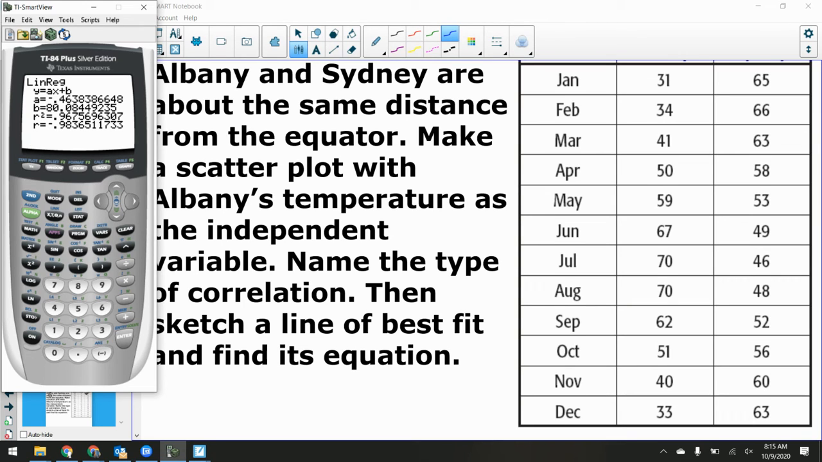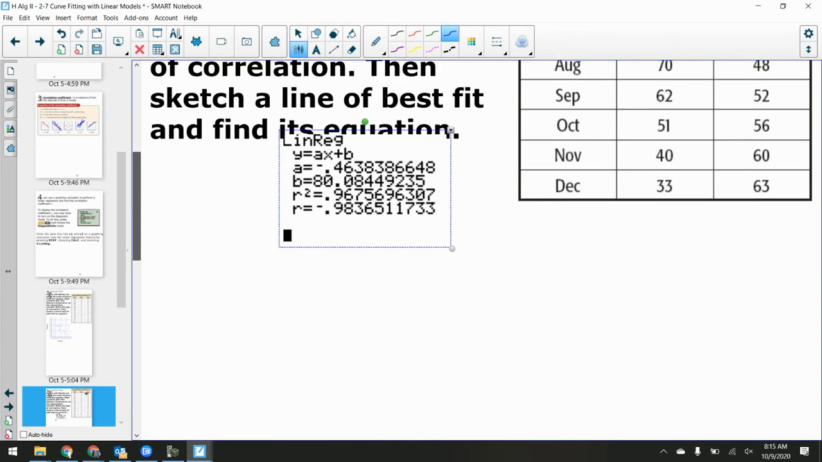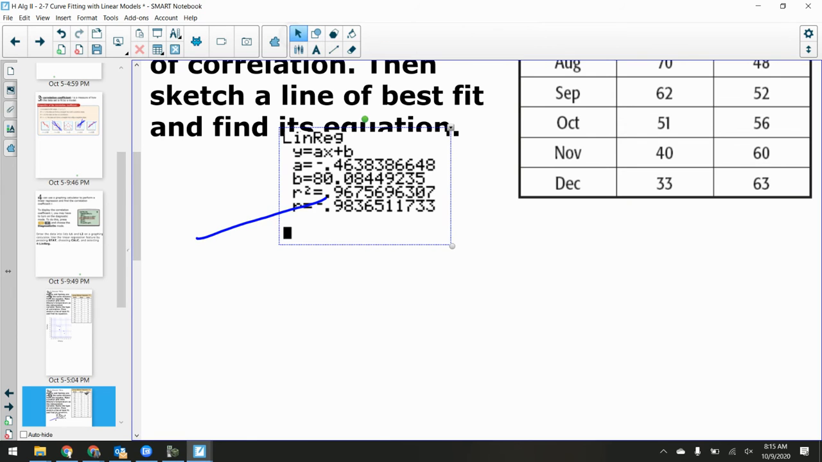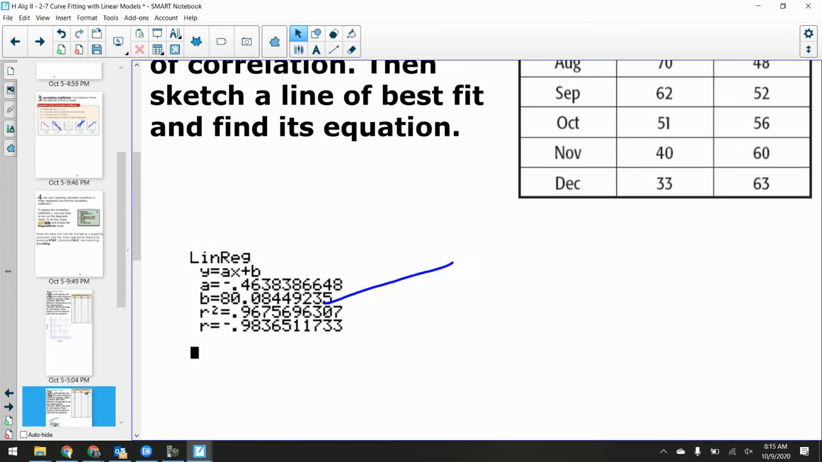Here it is. You see what's on my screen? Does my screen match your screen? Check the numbers on my screen. Now, this is telling me the equation. Let's take a look at it. How is it telling me the equation? Look at the form. Y is equal to ax plus b. What is that form?